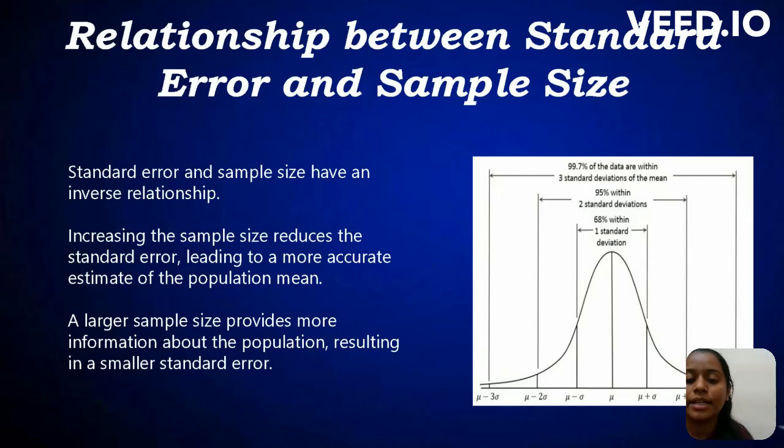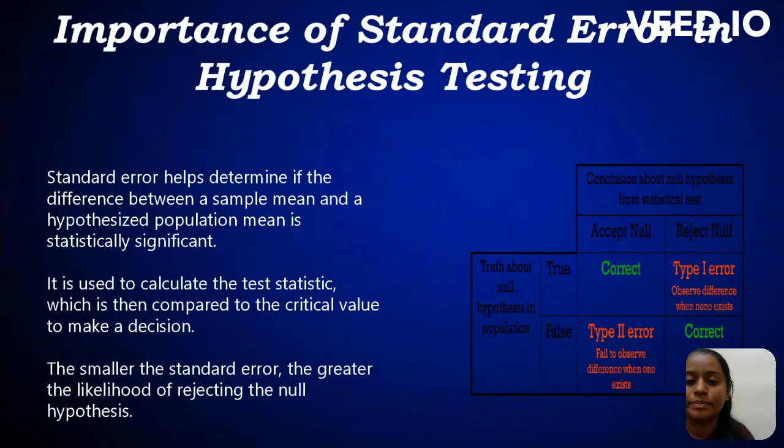Relationship between standard error and sample size. Standard error and sample size have an inverse relationship. Increasing the sample size reduces the standard error, leading to a more accurate estimate of the population mean. A larger sample size provides more information about the population, resulting in a smaller standard error.